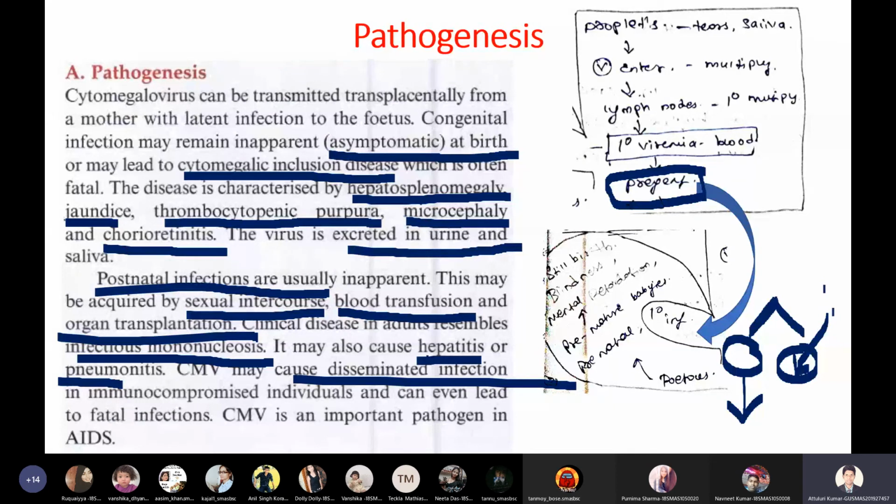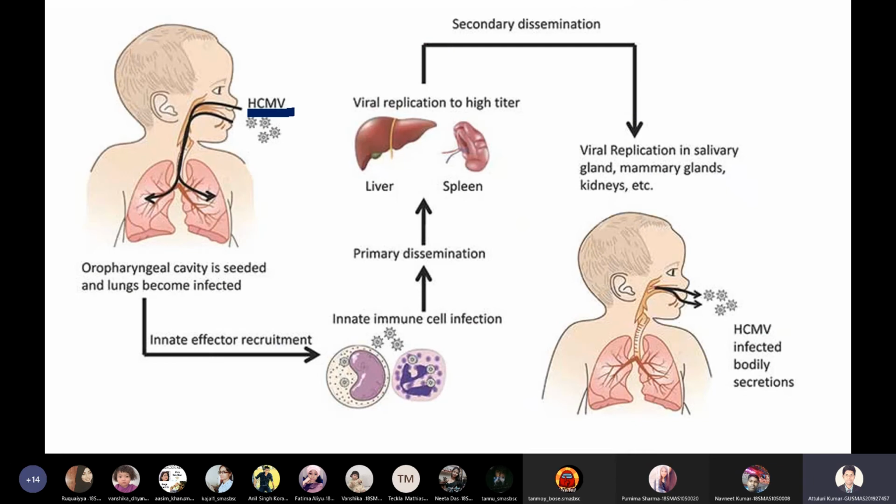If you see the pathogenesis of this virus, it will enter through droplets. It will migrate to the nearby lymph nodes and cause primary viremia. Then, if the woman is pregnant, the virus will go to the fetus and cause premature defects in the fetus, right? So this is the pathogenesis of cytomegalovirus.